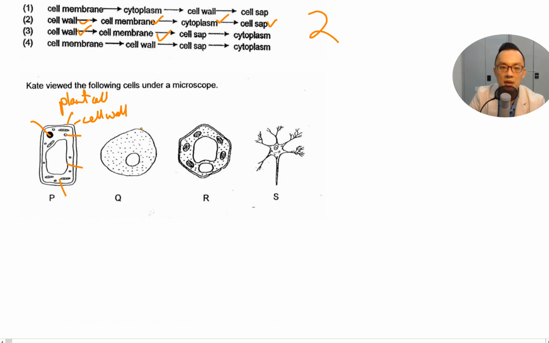This is an animal cell. You have a cell membrane over here, nucleus. This is your cytoplasm. This is also a plant cell. You have your chloroplast and your nucleus and your cell sap. And this is your brain cell. Alright, so this is your brain cell because all this will link to other brain cells.